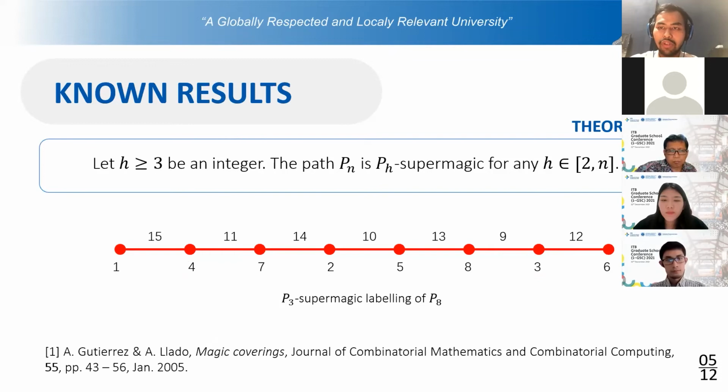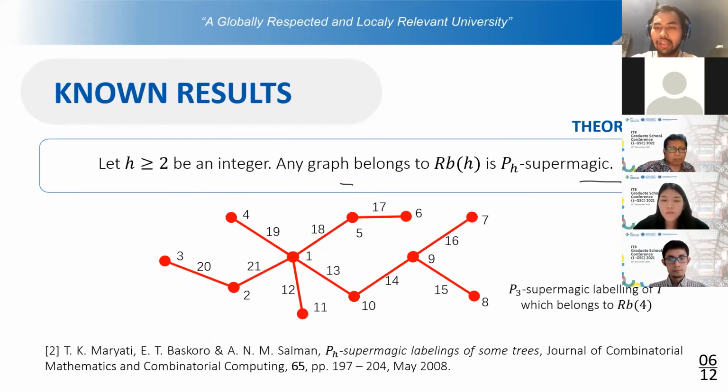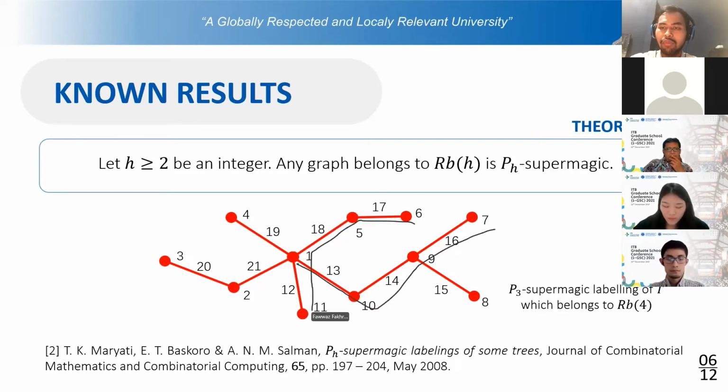This is the work which has been done before by other people. A path Pn, a graph that forms a path with length n, is pH supermagic for H from 2 to n. This is the example: P8 is P3 supermagic. Here we also have that any graph that belongs to RBH is pH supermagic. We have this example before, which is a graph that admits P4 covering. If we take all the P4 here, the sums will be equal.